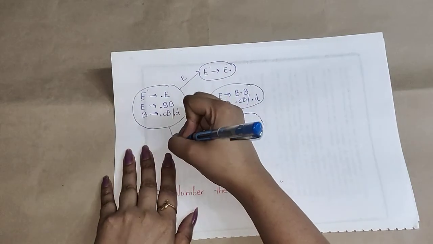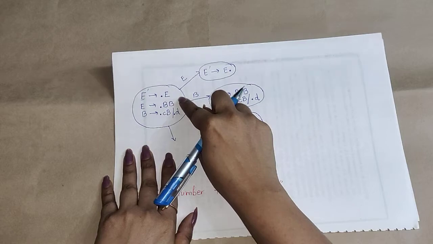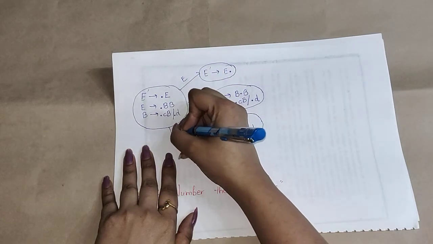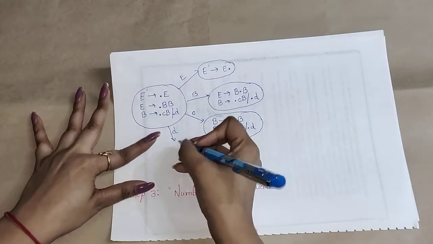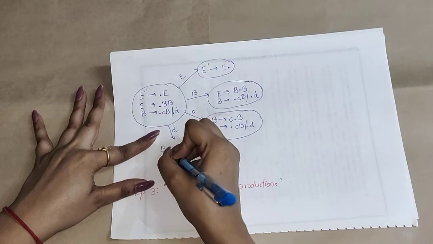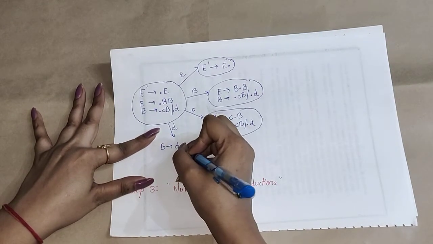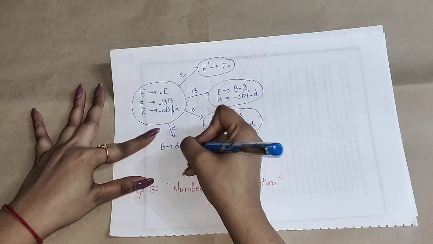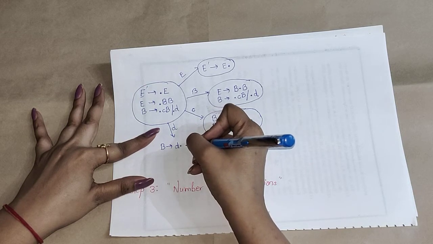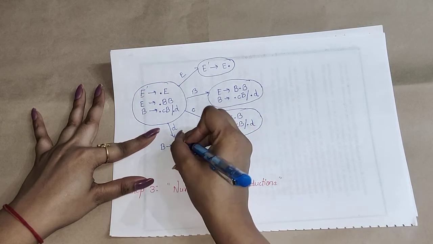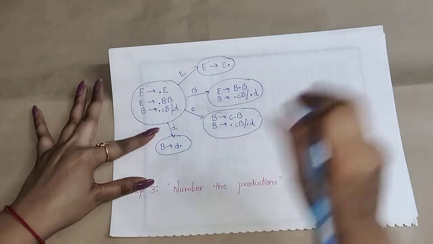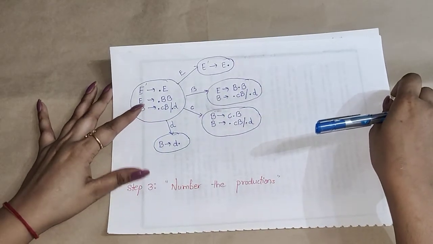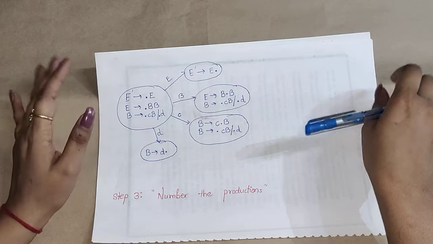So that means the transition of this state on input symbol d. And what would be the transition? Just simply shift the dot towards the right side. Do we have any non-terminal on the right-hand side of this dot? No. So stop. Clear? Now let's move to the next step.